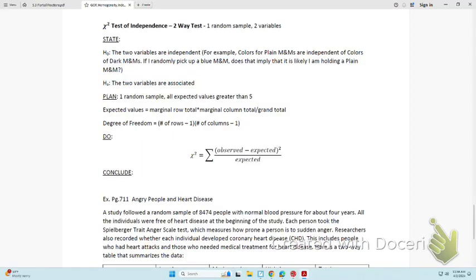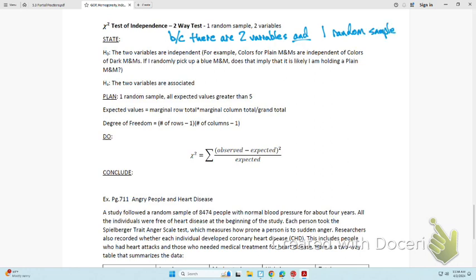All right, in this video, we're going to do a chi-squared test of independence. The reason we know it's a chi-squared test of independence is because there are two variables and one random sample. That is key right there.